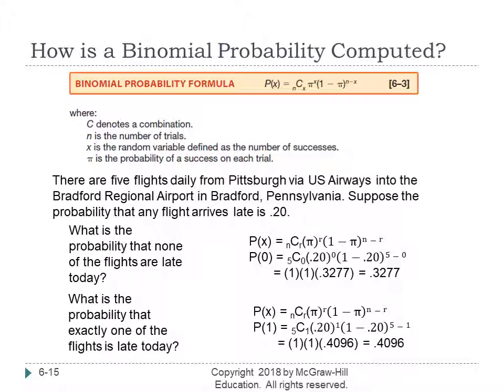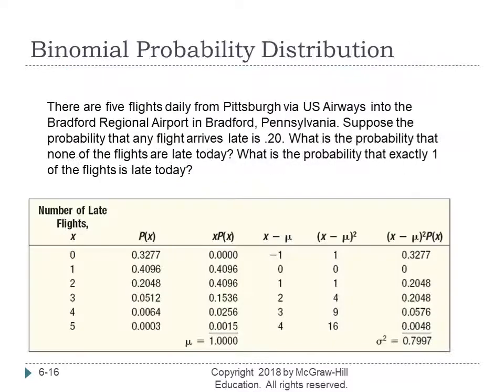Of course, if you want to write the distribution, you need to do the calculations for every possible value for x. The possible values for x are 0, 1, 2, 3, 4, and 5. The maximum will be the number of flights. This is done for us in the next slide. Here is now the distribution for that problem with the remaining probabilities calculated.